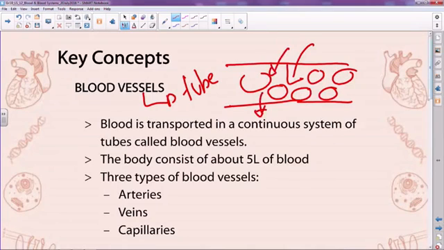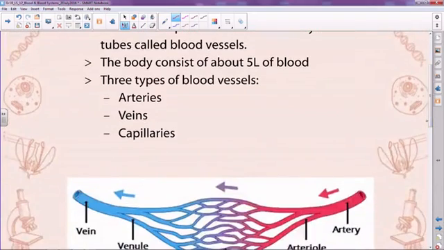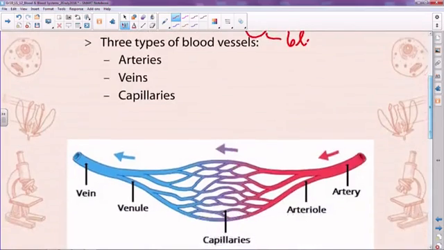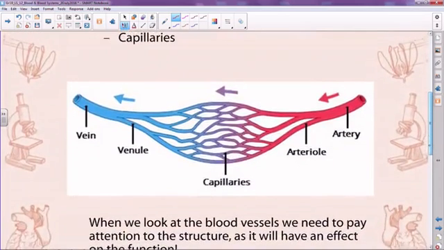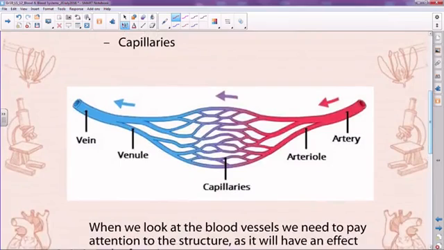Now what we need to move, we've looked at this whole concept of blood, and we've got round about 5 to 6 liters of it, and that is constantly circulating throughout your body. This next diagram is very important. We have different names for different types of blood vessels, because when we look at the structure, you're going to notice that there is a difference between them.